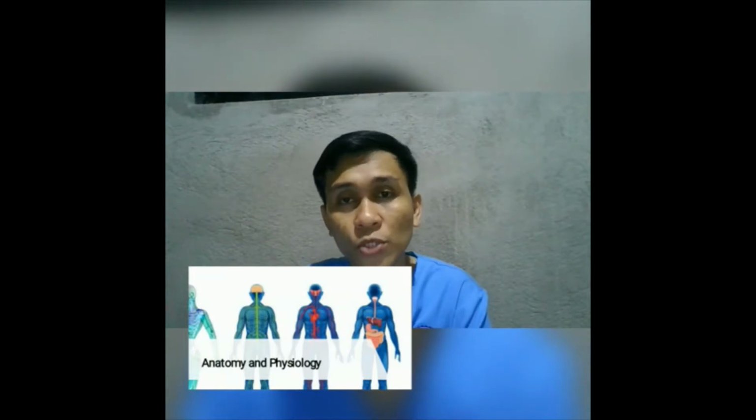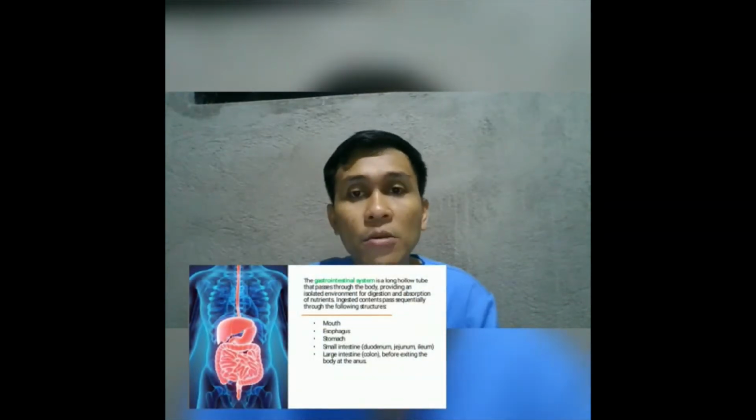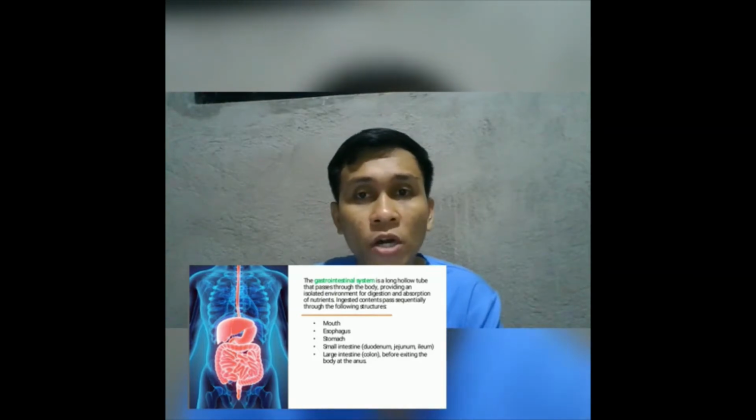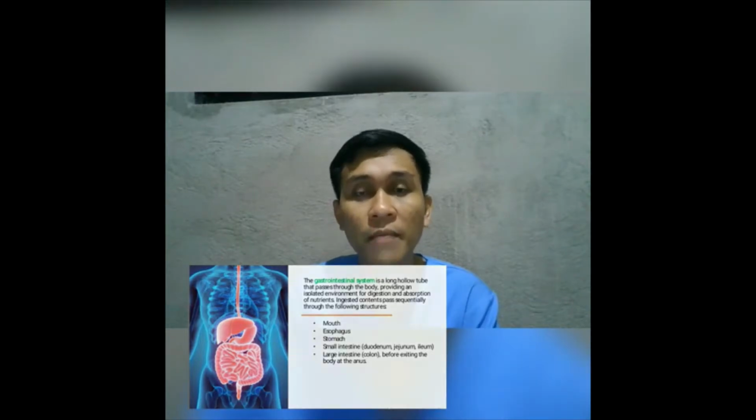So let's move to the anatomy and physiology. The gastrointestinal system is a long hollow tube that passes through the body, providing an isolated environment for digestion and absorption of nutrients. Ingested content passes sequentially through the following structures: mouth, esophagus, stomach, small intestine. These are duodenum, jejunum, and ileum. Large intestine, colon, before exiting the body at the anus.